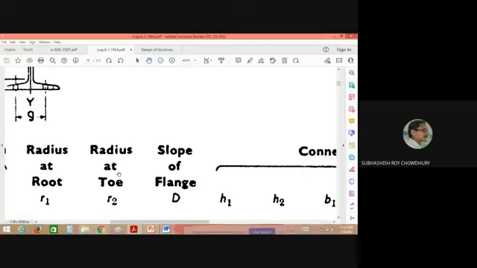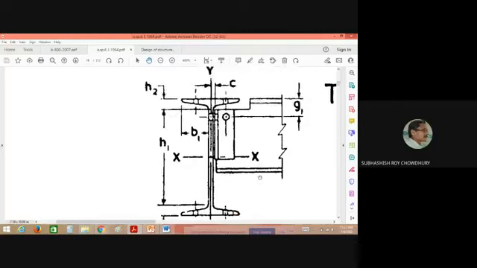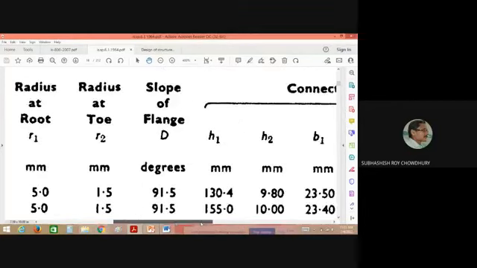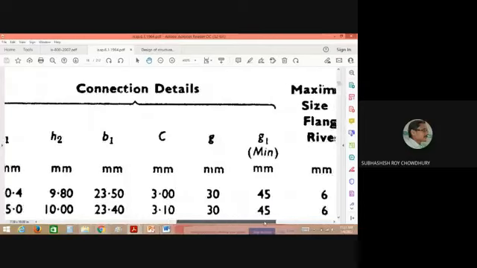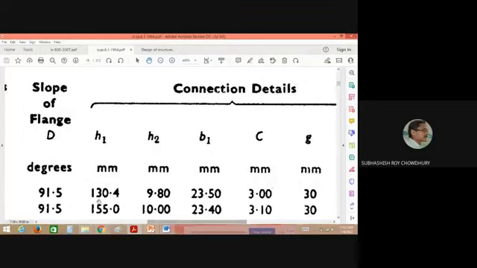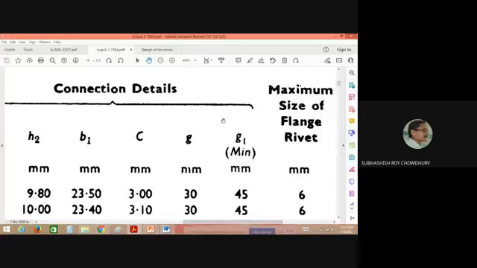Slope of the flange. Okay, there is a slope. You can see that this is the slope of the flange. That slope has a particular fixed value. For different sections it will vary, but for a particular section it is a standard one. So this is 91.5 degree, etc. It is not 90 degree. Similarly, some connection details H1, H2, B1, C, G, etc. are there. We will tell you about these when we discuss them in the class.